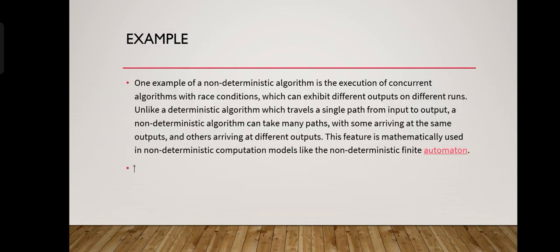Example. One example of a non-deterministic algorithm is the execution of a concurrent algorithm with race conditions, which can exhibit different outputs on different runs. Unlike a deterministic algorithm, which travels a single path from input to output, a non-deterministic algorithm can take many paths, with some arriving at the same outputs and others arriving at different outputs. This feature is mathematically used in non-deterministic computation models like the non-deterministic finite automaton.